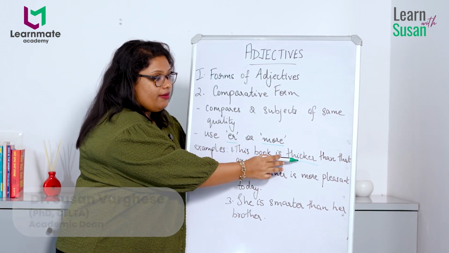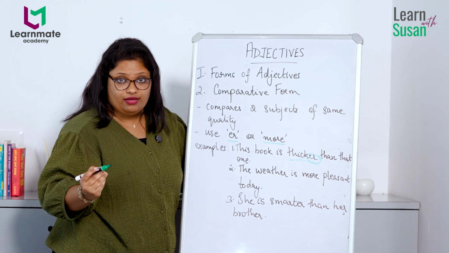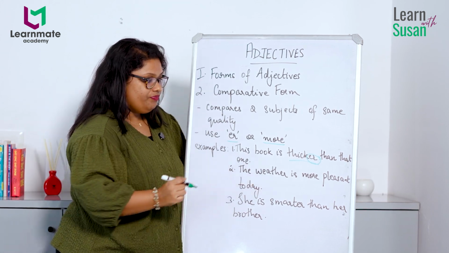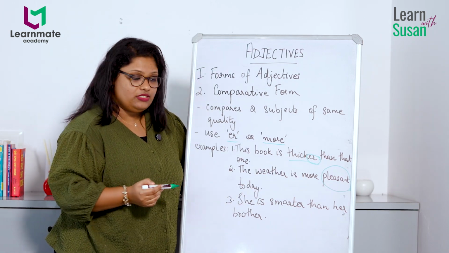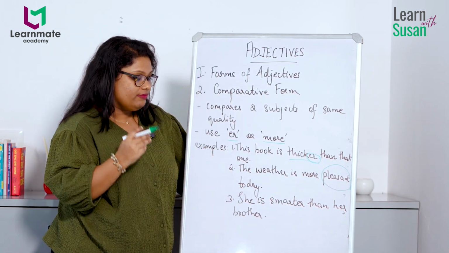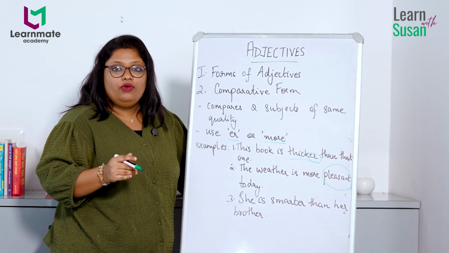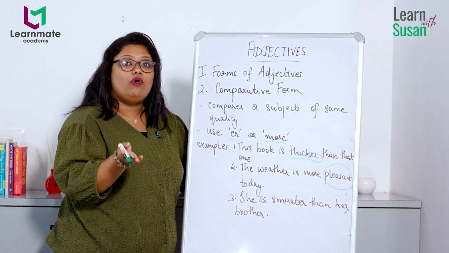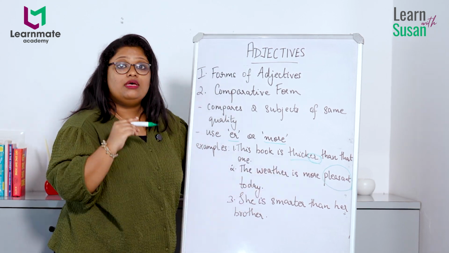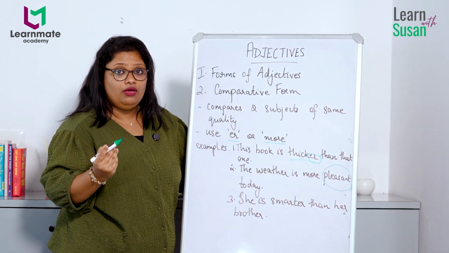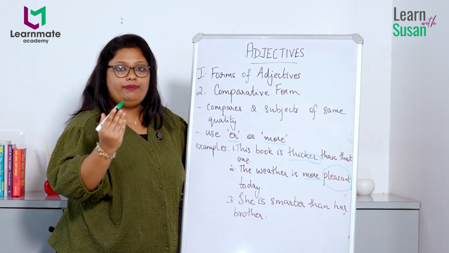Okay, so when it comes in the comparative form, I'm adding er to it, so it becomes thicker. Now here I'm using the adjective pleasant. When the sentence says, the weather is more pleasant today, it means it is more pleasant than what it was yesterday. So I cannot use pleasanter, which is wrong. I have to use the word more along with it, more pleasant.